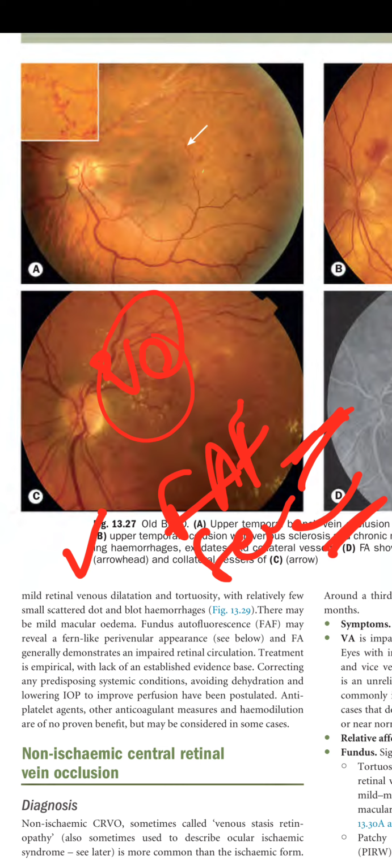Treatment is empirical, with a lack of an established evidence base. Correcting any predisposing systemic condition, avoiding dehydration, and lowering IOP to improve perfusion have been postulated. Antiplatelet agents, other anticoagulant measures, and hemodilution are of no proven benefit but may be considered in some cases.